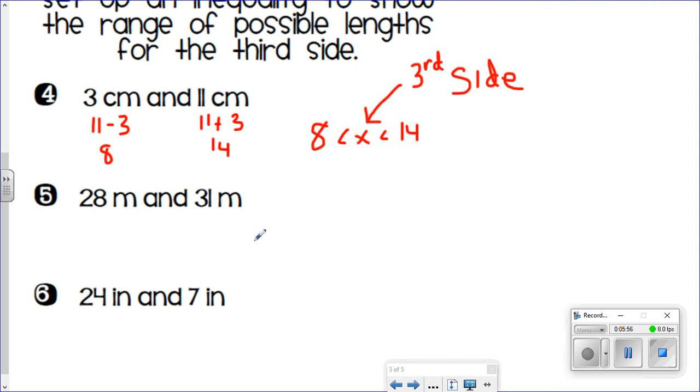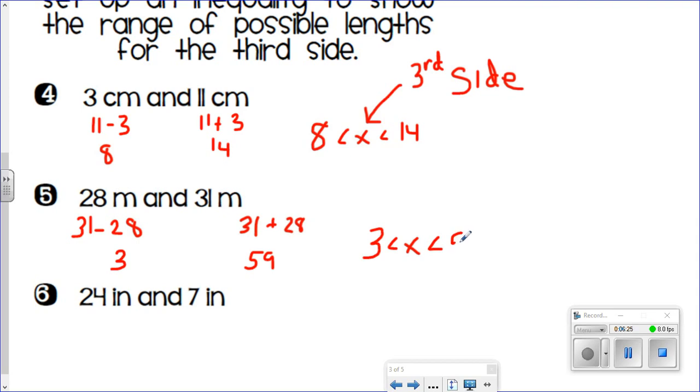We have the numbers 28 and 31, so we're going to do the same thing. We're going to subtract the two numbers, then we're going to add them and come up with our range. So when we subtract 31 and 28, you end up with 3. You add 31 and 28, you end up with 59. So if we had to write our range, we know that our x value is going to be in between 3 and 59. So 3 is less than x, is less than 59. And this is the inequality used for the range of the third side. So this should tell you that any number between 3 and 59 will work.